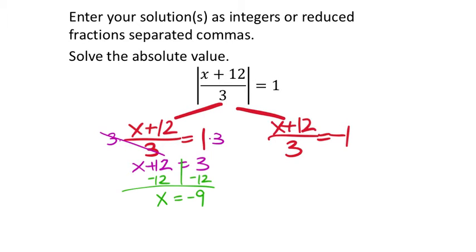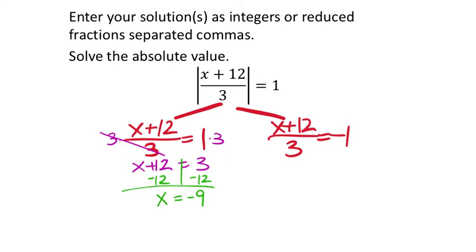So let's go back and check just this one answer. If I replace x with negative 9, negative 9 plus 12 is 3, divided by 3 is 1. That's the red one right there. And the 3 is this 3 right there, but the absolute value of 1 is 1, so that's true. Okay, well that one was nice.